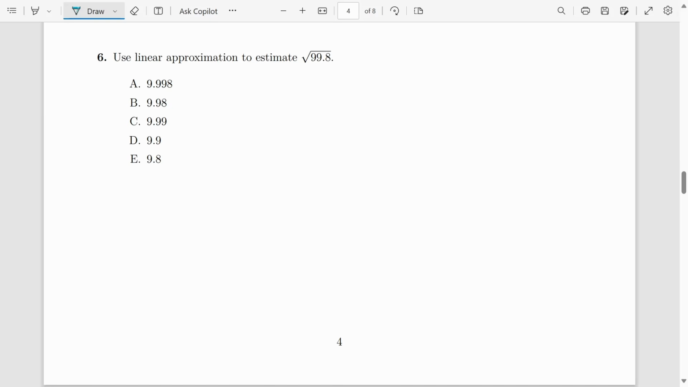Question 6. Use linear approximation to estimate the square root of 99.8. All right, so linear approximation, how this goes is if you have your function that you want to estimate, it's approximately equal to f of a plus f prime of a times, that's weird, times x minus a.